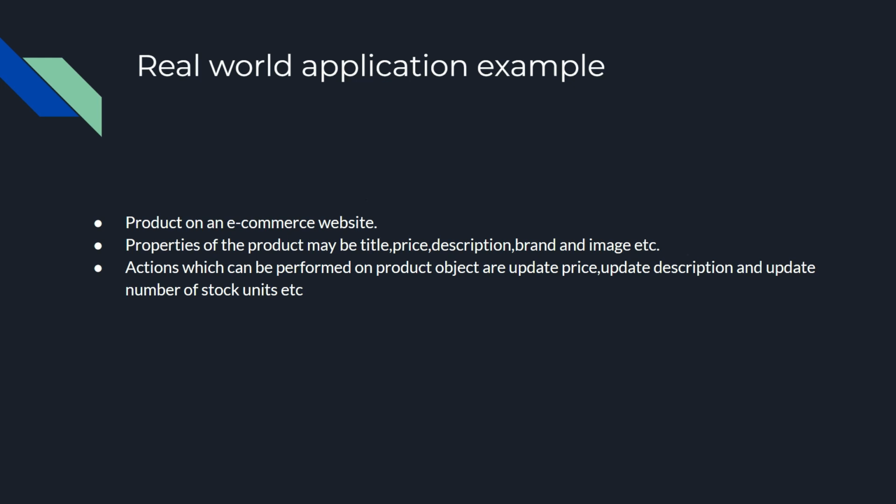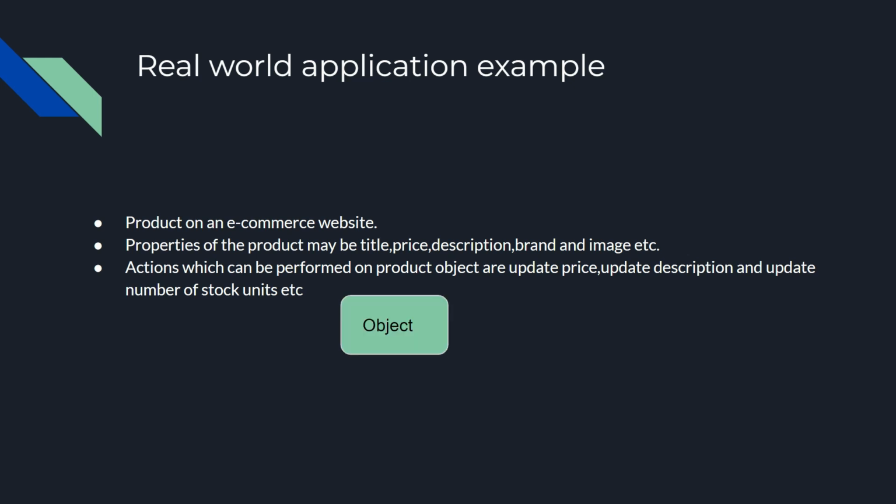So we can consider the product itself, irrespective of the type of product or brand. We can understand that product terminology in an e-commerce website as an object. And as we have learned, that object has two things: one is properties, another one is actions, right? The properties of the product may be the title, price, description, brand, image and whatnot. And actions which can be performed on a product object are: you can update the price, update the description, update the number of stock units left, and you can frame your own product concept for your purpose, right?